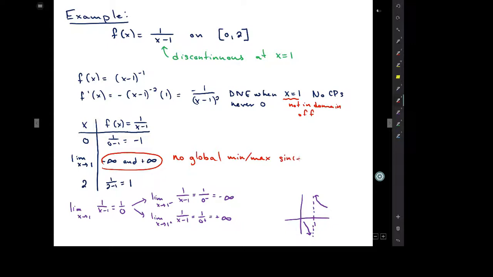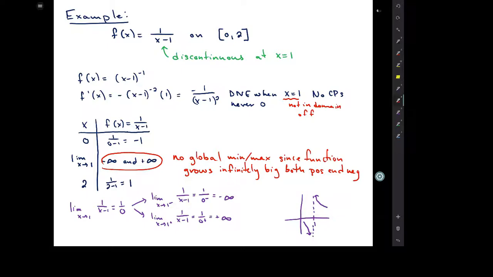since the function grows infinitely big, both positively and negatively. So this function, that infinite discontinuity at x equals 1, means that I'm not going to get a global min or max for this function on this interval.